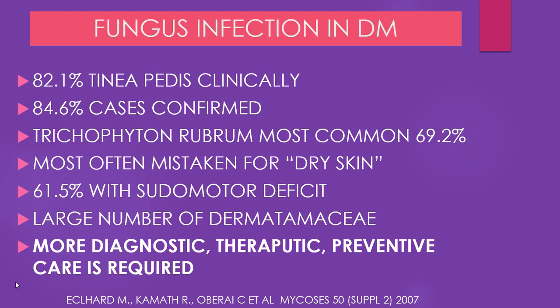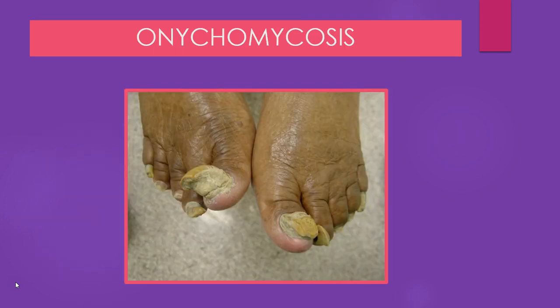Over half these patients have an associated pseudomotor deficit from autonomic neuropathy, and studies have called for more aggressive diagnostic and therapeutic and preventive care. So you should be seeking out the presence of tinea pedis, perhaps doing appropriate laboratory studies, utilizing appropriate topical and or systemic therapy as you see fit, and this should be something that is an increased part of your practice.